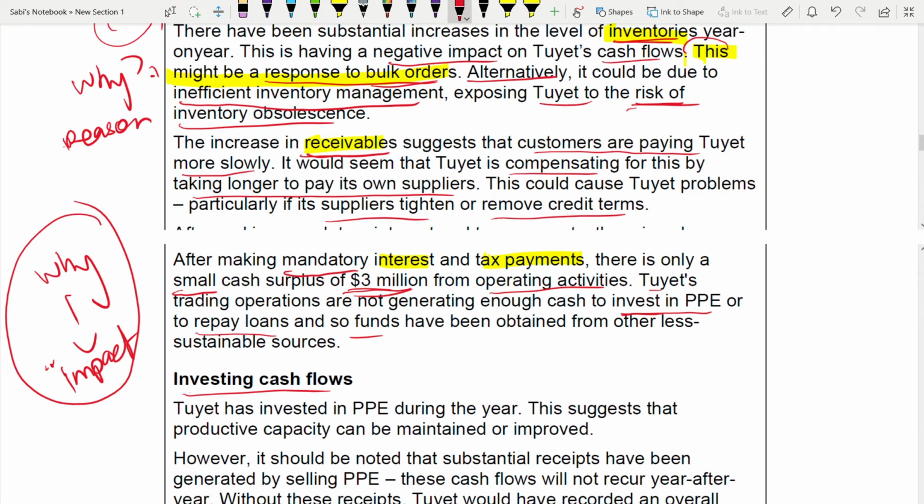And so funds have been obtained from other less sustainable resources because you cannot take a loan. Why? You have to repay the loan. You cannot take more loan. You only have a small amount of operating activity. Because of that, you have to take funds from other areas which might not be sustainable for you. Okay. So investing cash flow.